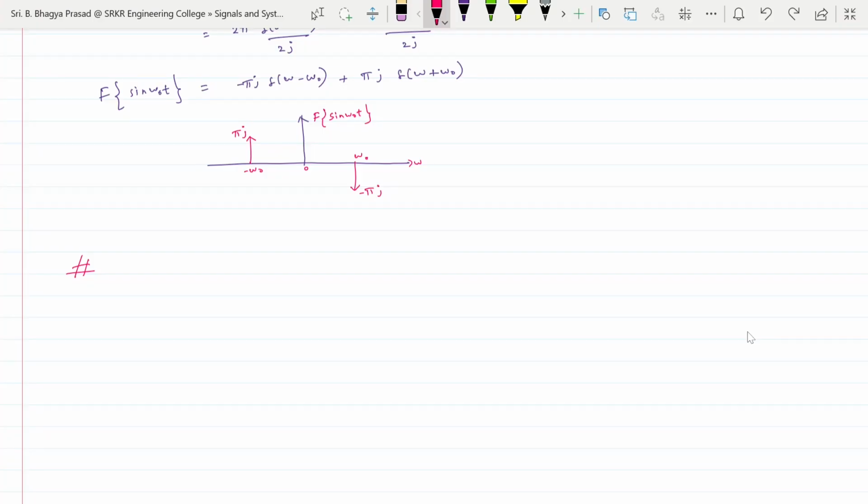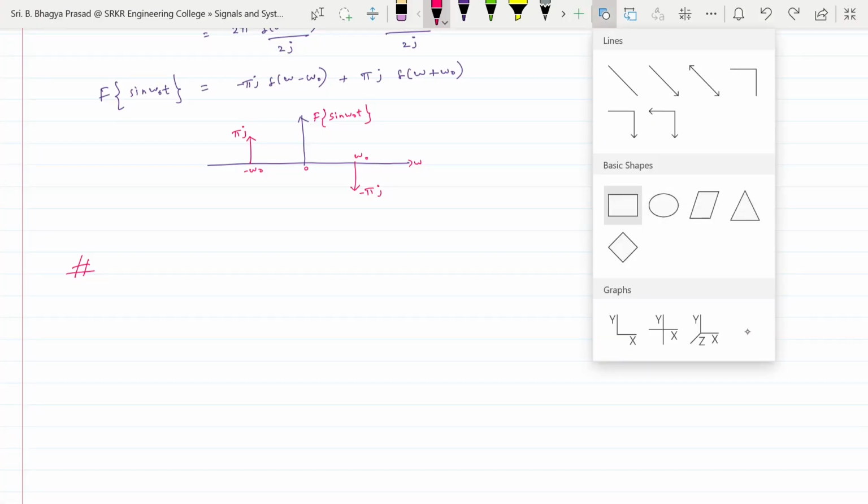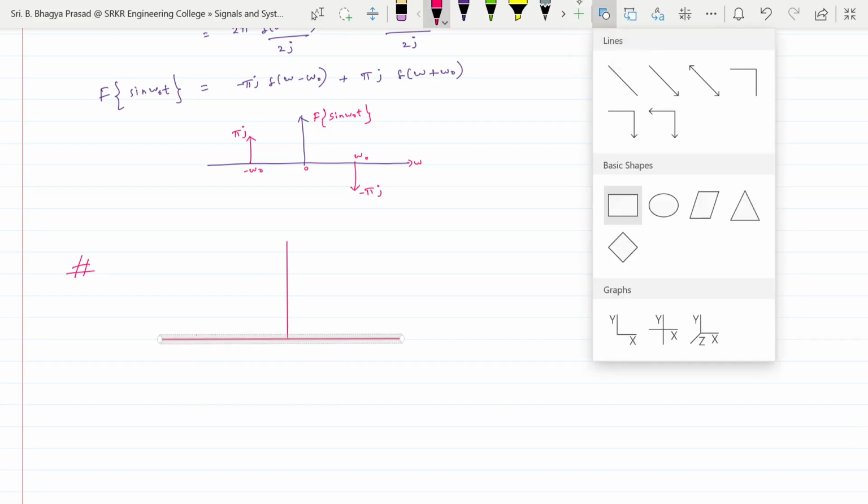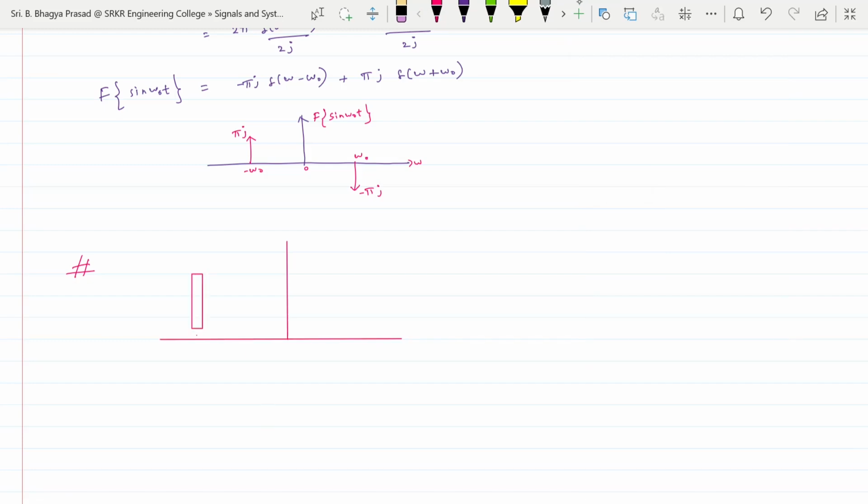Let us solve the Fourier transform for a rectangular pulse. So we take a rectangular pulse of width tau, which exists from minus tau by 2 to tau by 2. This is x of t, and let us take the strength as 1.